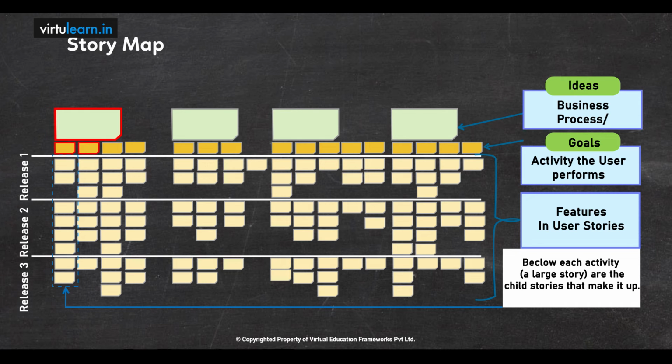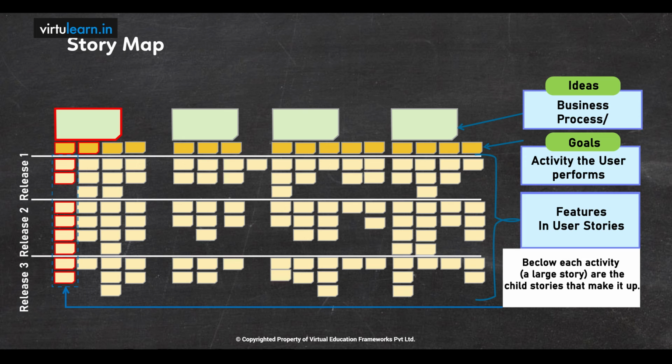Now, under each of these major activities, under the business process, we'll be placing the stories that have to be accomplished in release 1, say release 2 and release 3. At the same time, if you look horizontally, each release should have the features that the customer would love to buy and pay for.